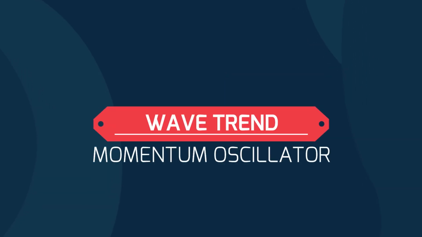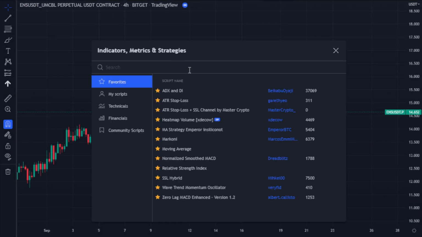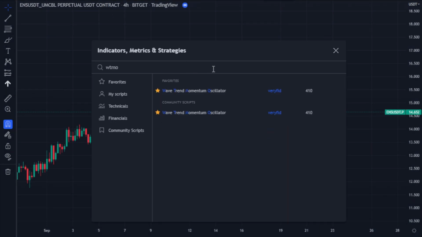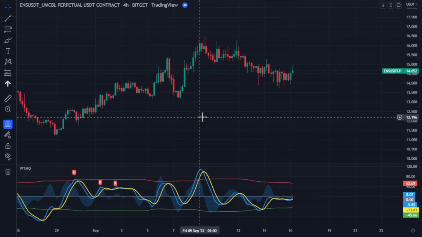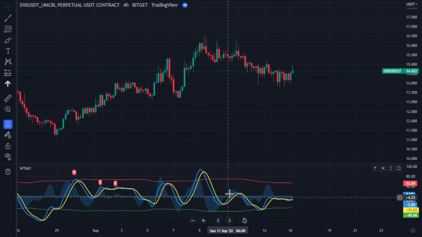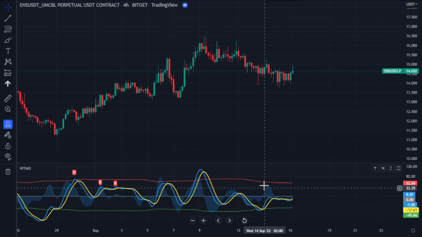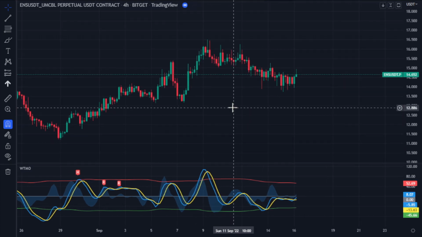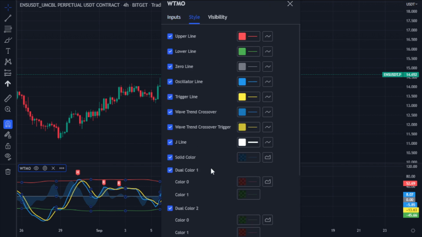Let's start with Wave Trend Momentum Oscillator. We add this indicator to our chart by typing WTMO in the indicators section and selecting the one from the creator Verifit. This is an excellent indicator that will help us see the oscillations of the market by showing us when the price is overbought and when the price is oversold. We see that in its configuration we can make many modifications until we find the one we need for our perfect strategy.